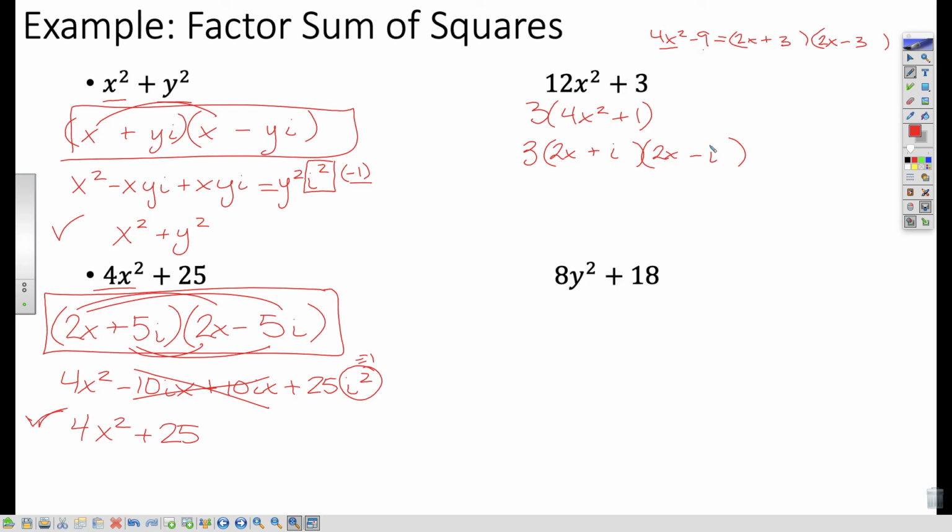But you guys do 8y squared plus 18. We're not solving that. We're just factoring right now. We're going to solve on the next slide. This just says factor. If you want to solve, you can, but the directions say factor. Follow the directions.